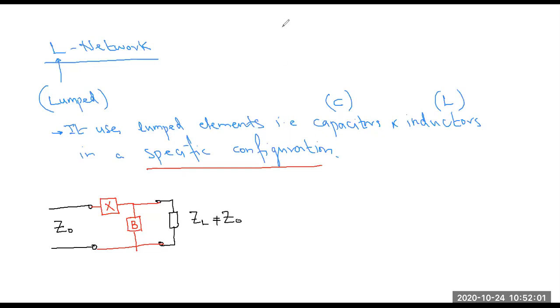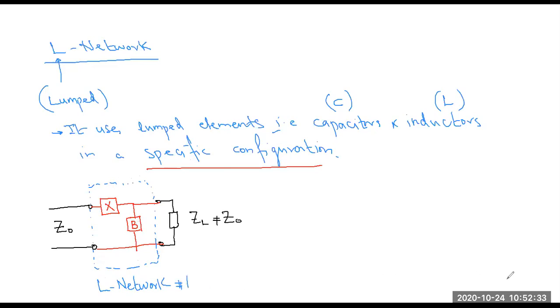So the circuit that you can see over here, this one, this is your L network. By specific configuration means that you will connect one component in series and the other component in parallel. Okay, so this, let's say you can call it L network number one.